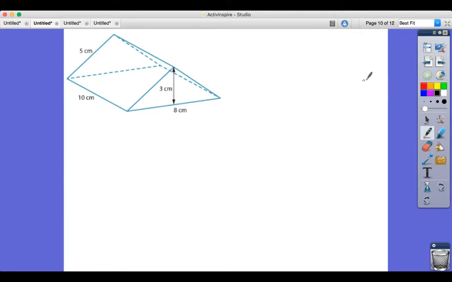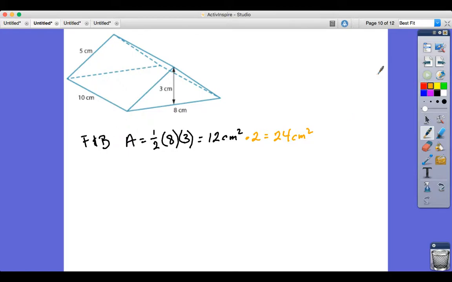So now let's look at all the areas. Now, if we were to break this out, we'd have one triangle in the front and one triangle in the back, and they happen to be the same. So front and back. Now for each one, remember the area of a triangle is 1/2 times the base, which is 8 centimeters, times the height, which is 3 centimeters. Half of 8 is 4, times 3 is 12 centimeters squared. But we have two triangles that are exactly the same. Notice I'm ignoring the 5 for right now. So we take this and multiply it by 2 to get 24 centimeters squared, because there's 2 of them.